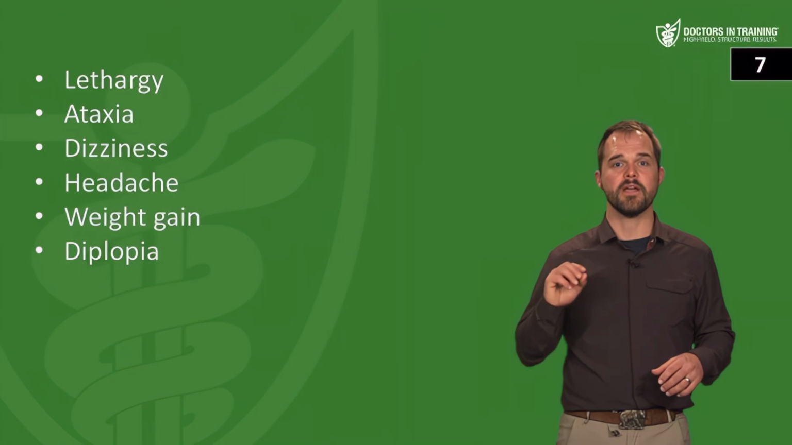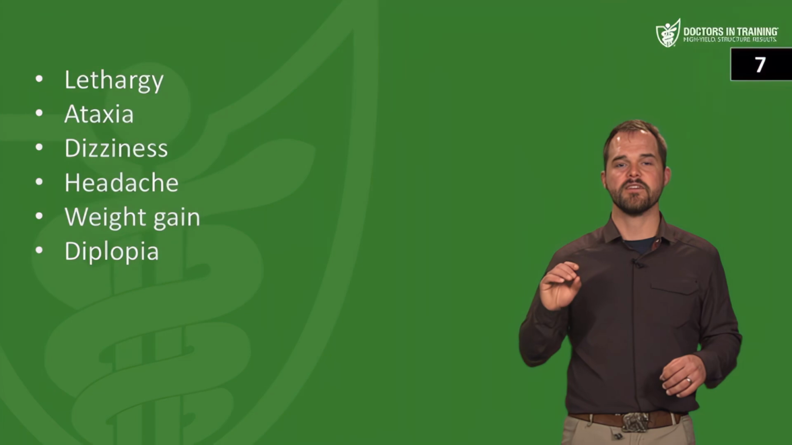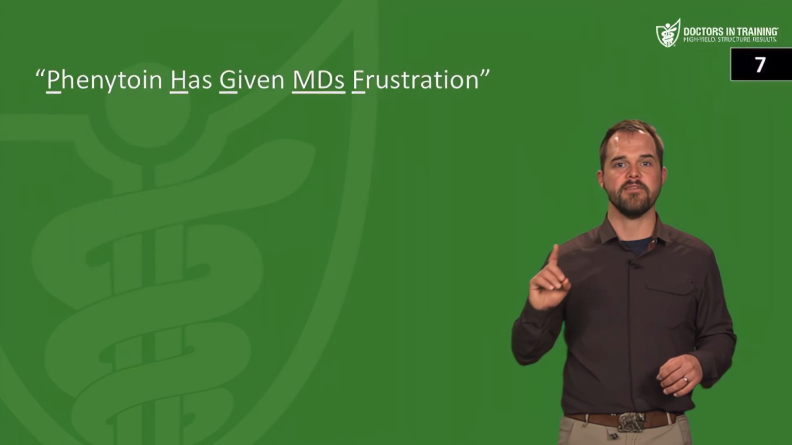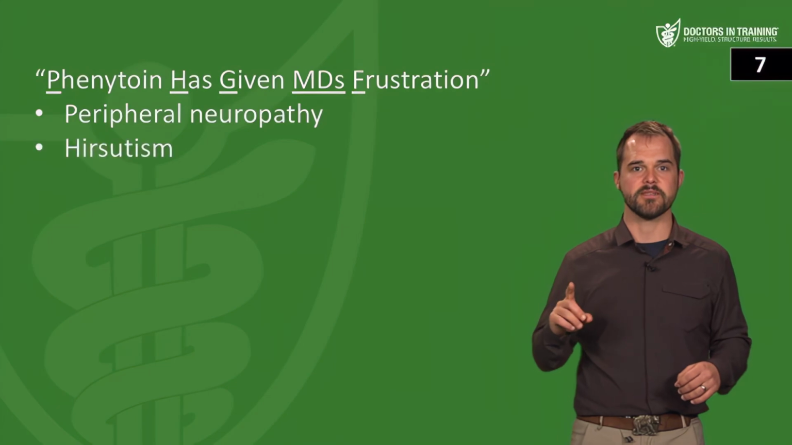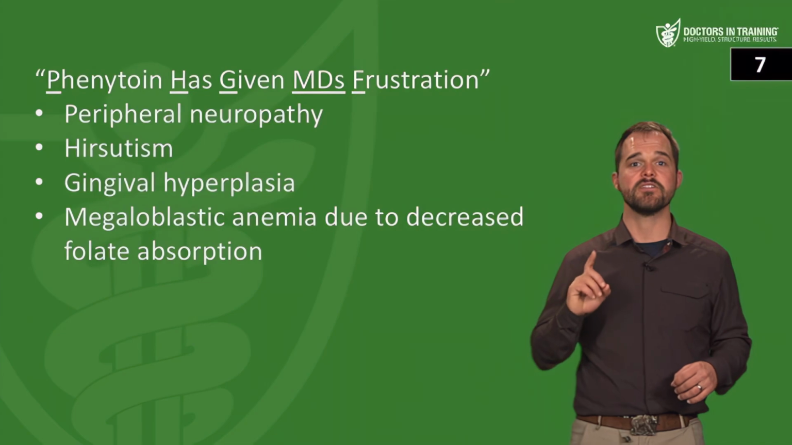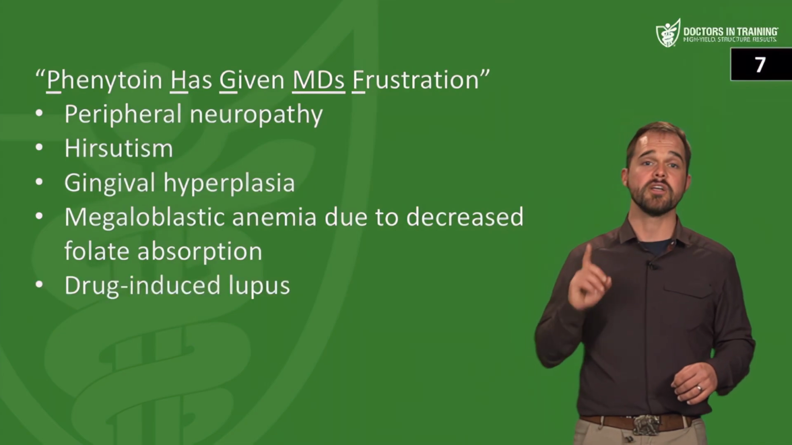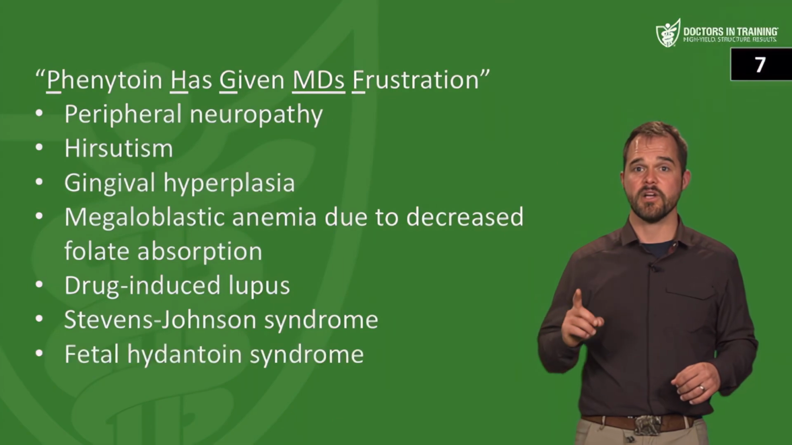Phenytoin has more interesting side effects and they're pretty high yield. The phenytoin side effects mnemonic is: phenytoin has given MDs frustration, peripheral neuropathy, hirsutism, gingival hyperplasia, megaloblastic anemia due to decreased folate absorption, drug-induced lupus, Stevens-Johnson syndrome, and fetal hydantoin syndrome.